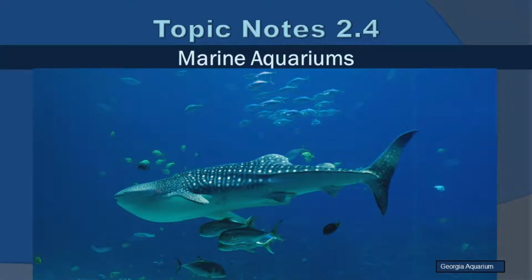Topic Notes 2.4, Marine Aquariums. This is where we're going to apply some of the chemistry we've learned and look at how it reflects in natural systems. This picture is from the Georgia Aquarium, which is one of the largest aquariums in the world. The particular tank that this is a picture of is the Ocean Voyager exhibit, which is a little over 6.3 million gallons. It contains whale sharks, which are the largest fish in the ocean, literally, even though they're a shark.